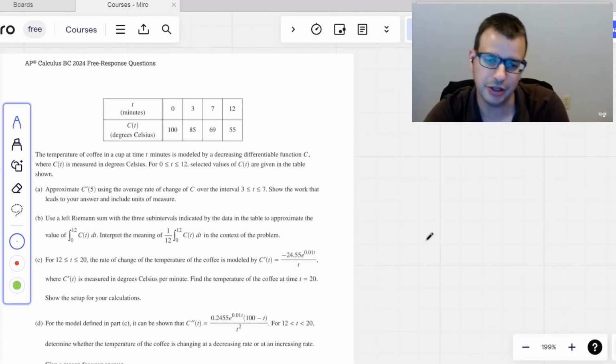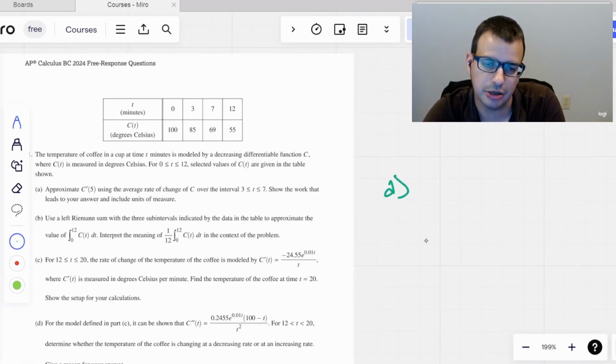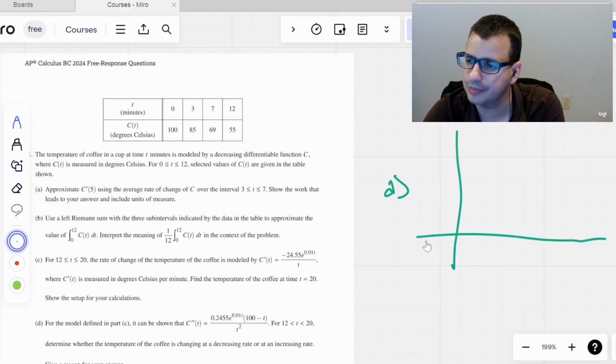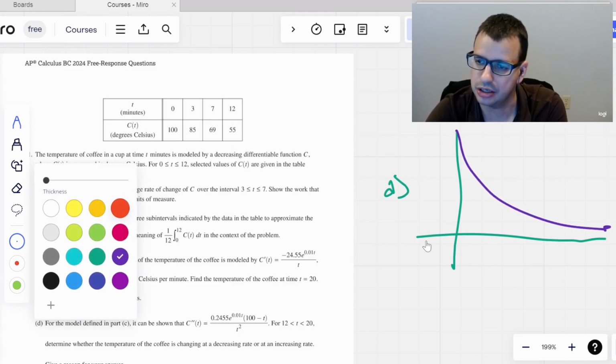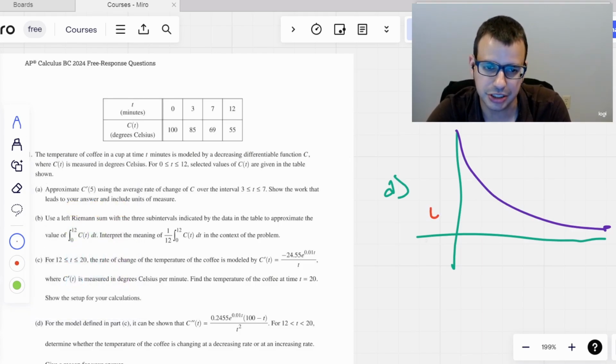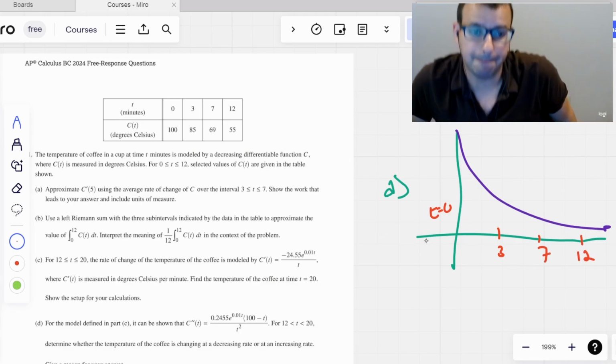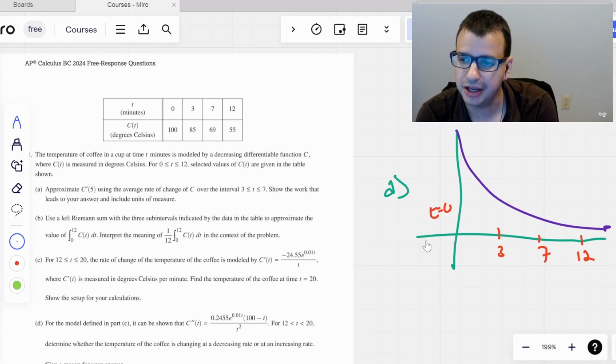For this, I'm going to start by drawing a graph. You don't have to draw a graph, I'm going to draw one because that's how I think. So here's going to be t equals 0. We'll have 3, we'll have 7, and we'll have 12. Not drawn to scale. We want to find C prime of 5.